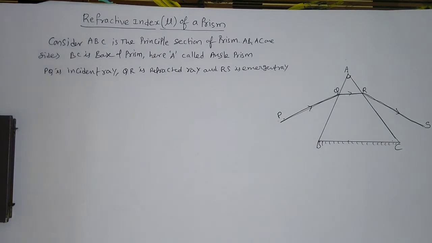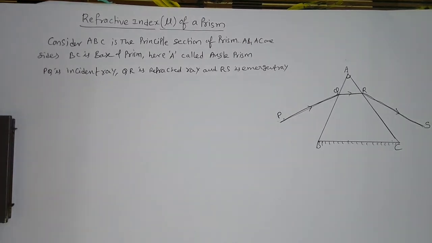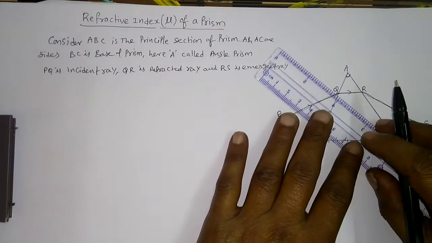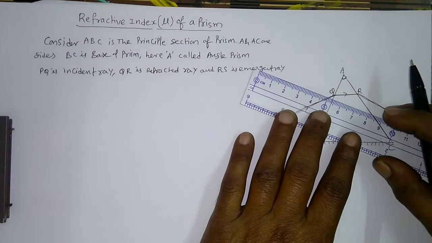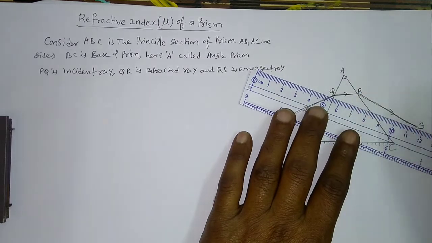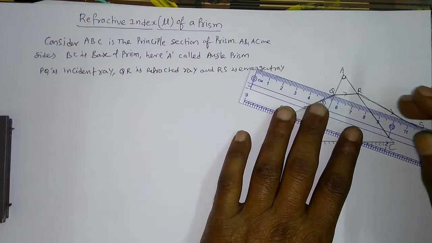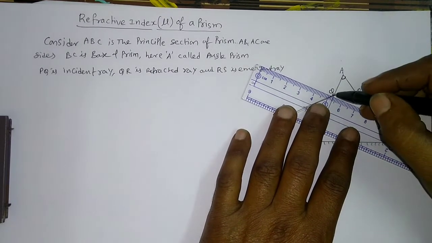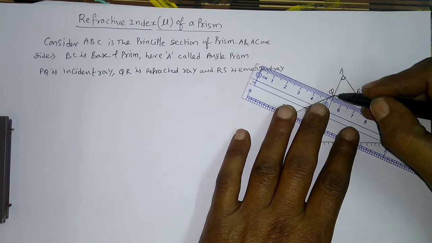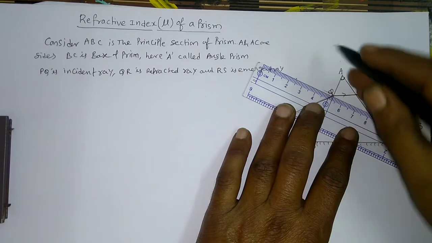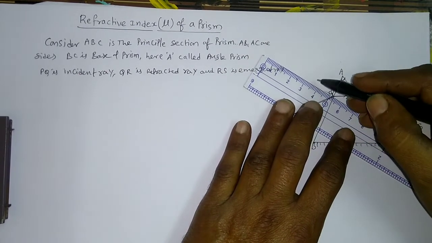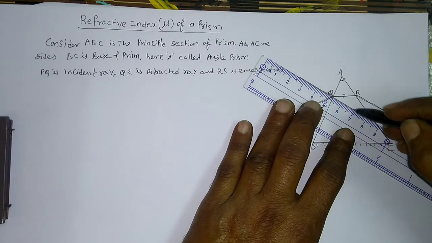Now how can you know the angle of incidence and angle of emergence? For this you have to draw a normal here. Say for example, here you can draw the normal. Generally a normal can be drawn with a compass. I am drawing manually here. This is the normal.